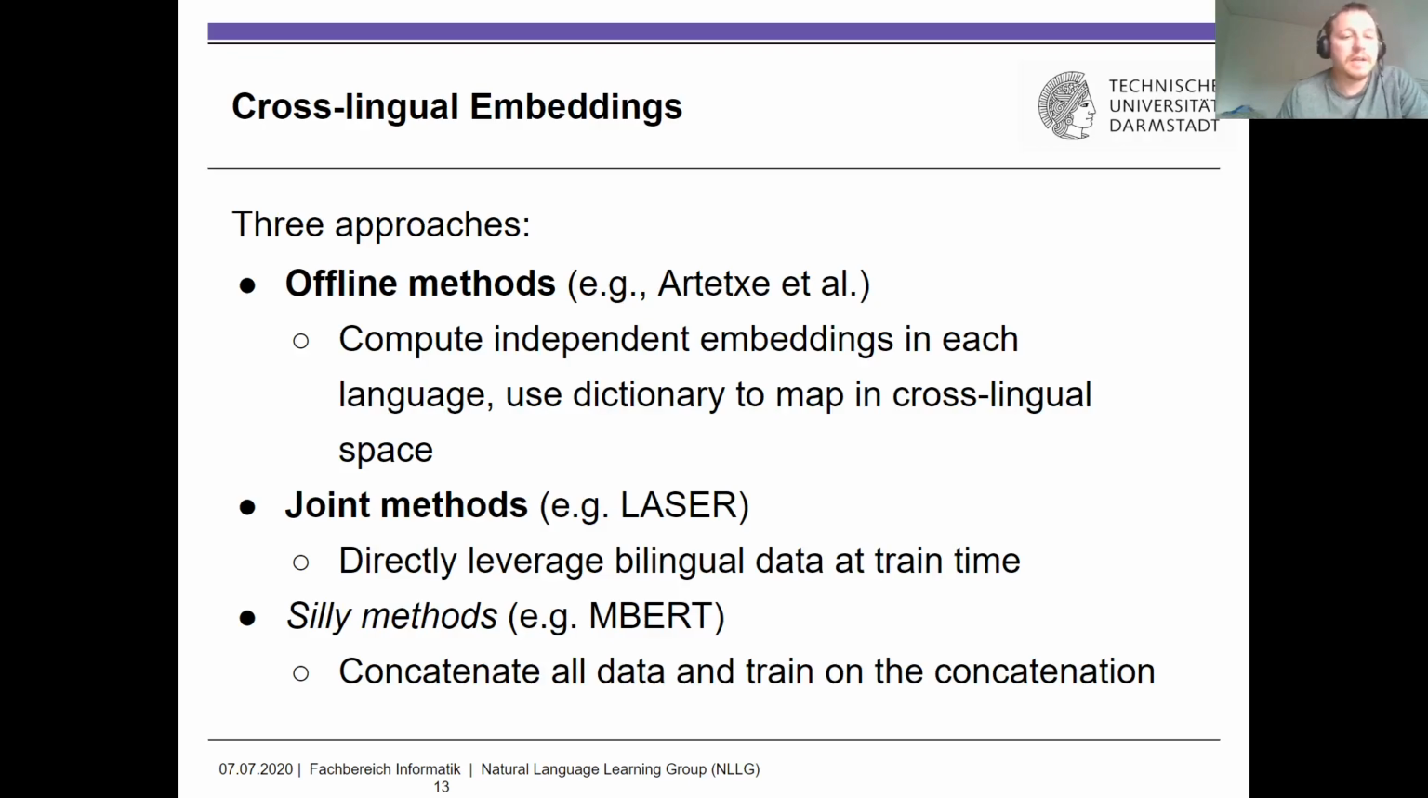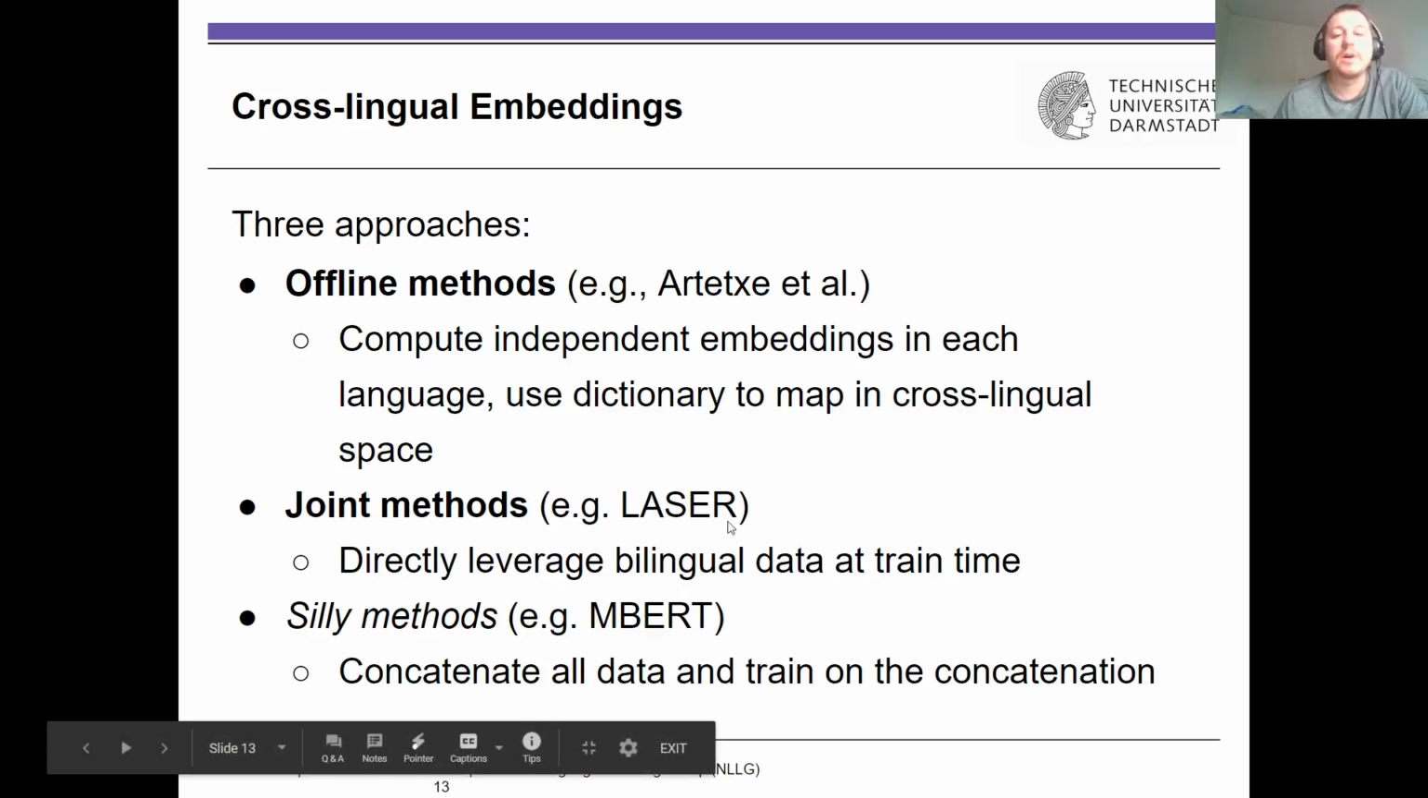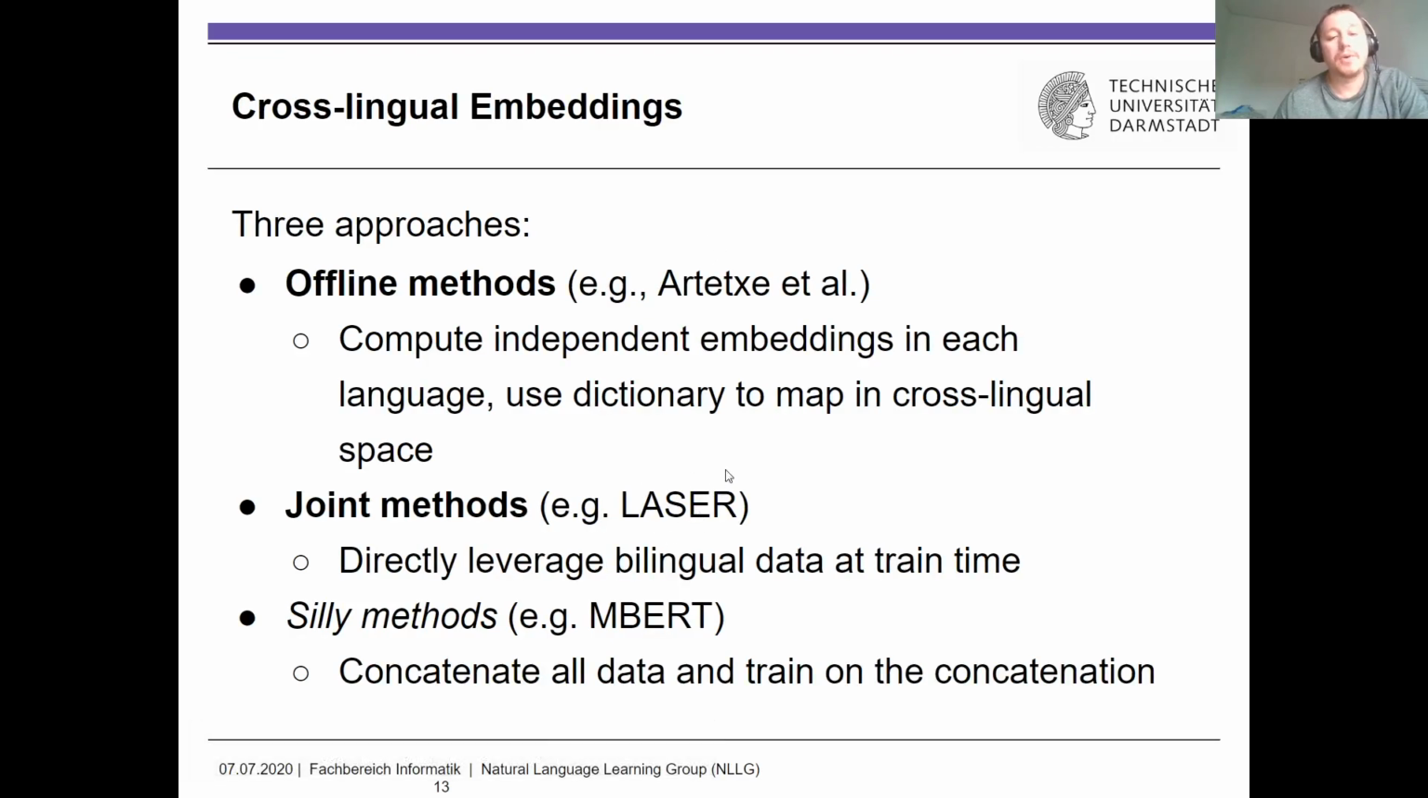Then in contrast to that, there are so-called joint methods, which directly at training time leverage bilingual data. So you use dictionaries, or you use parallel sentences. Parallel means they are meaning-equivalent sentences in different languages. You leverage them directly while you train your models. And one such model is, for example, LASER, also done by Mikel Artetxe and Holger Schwenk.